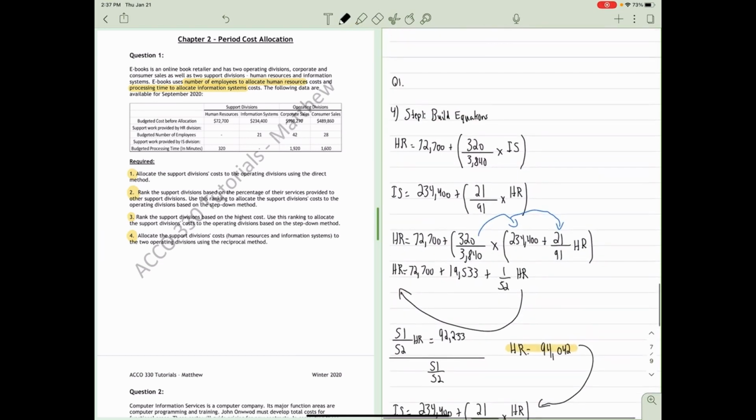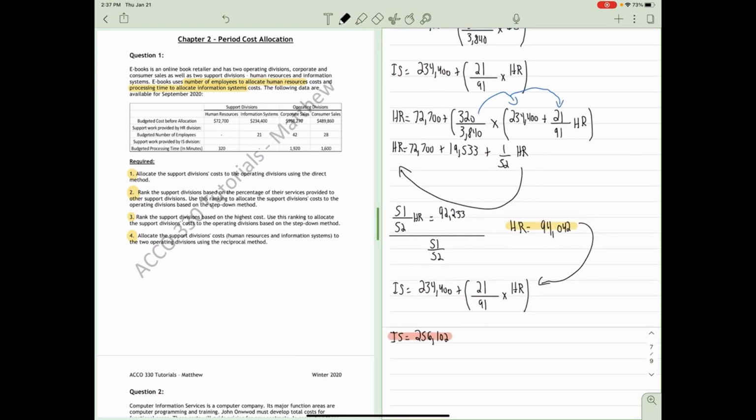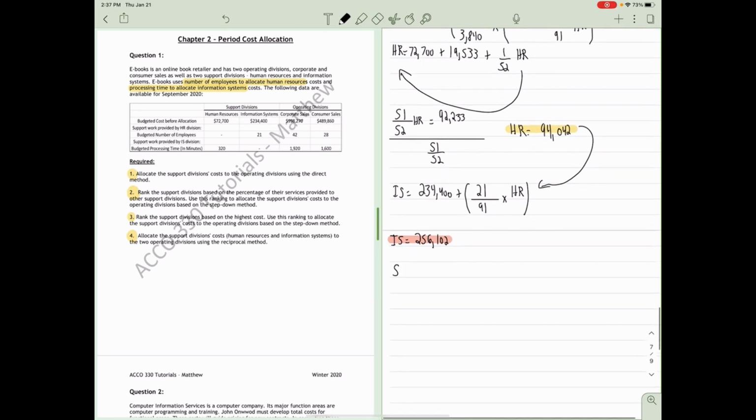So anyways, step 1 is to build equations. Step 2 was to solve for them using the substitution. And then step 3 is to build your chart, and then just allocate like we've always done.